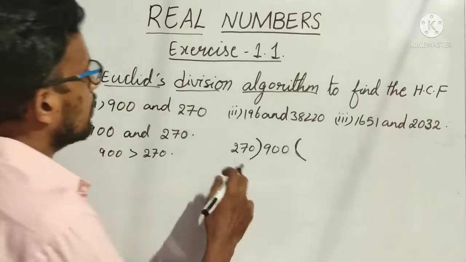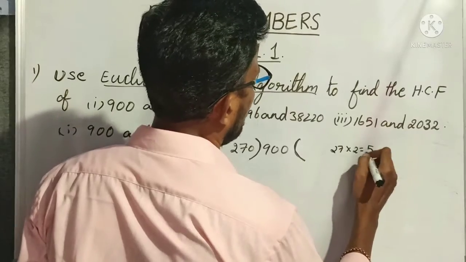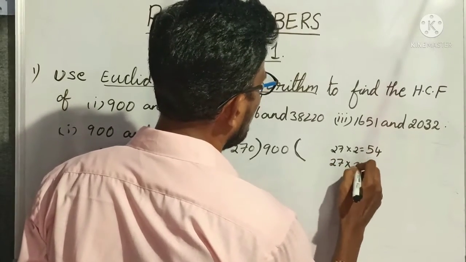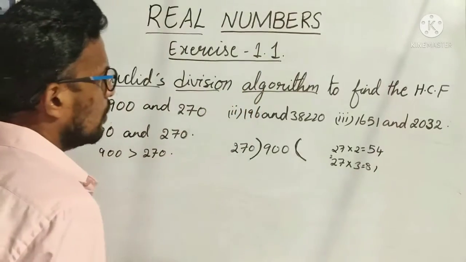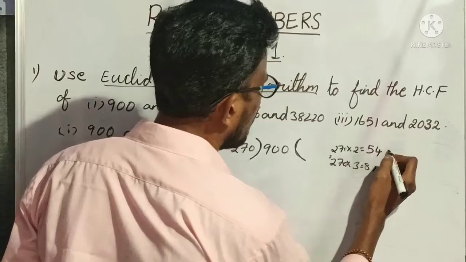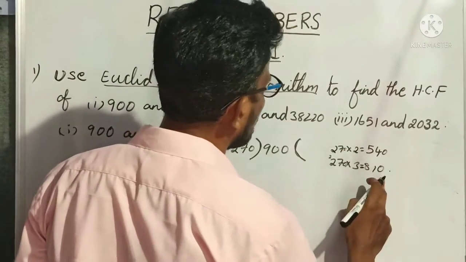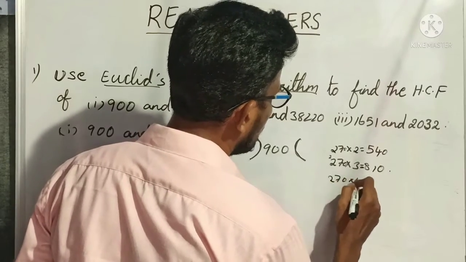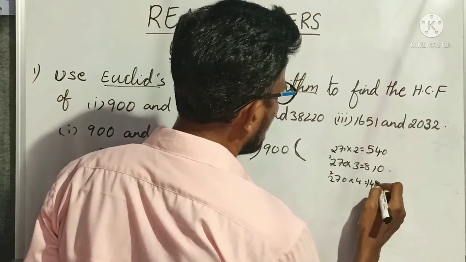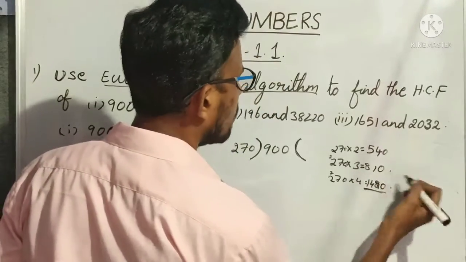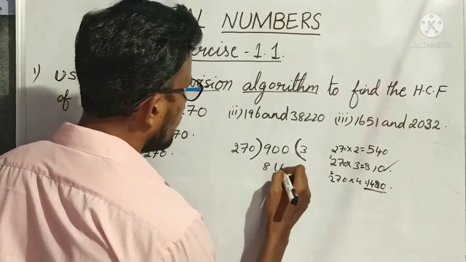Now 27 into 2 is 54, and 27 into 3 is 81. So 270 into 2 is 540 and 270 into 3 is 810. How about 270 into 4? That is 1080, which is a greater number, so we should not take it. Only this we have to take, 3 times, which is 810.